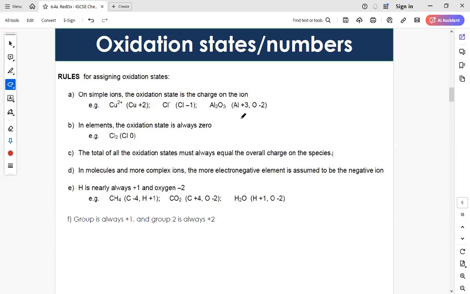Okay, so in this particular segment, we're gonna go over the rules for assigning oxidation states.